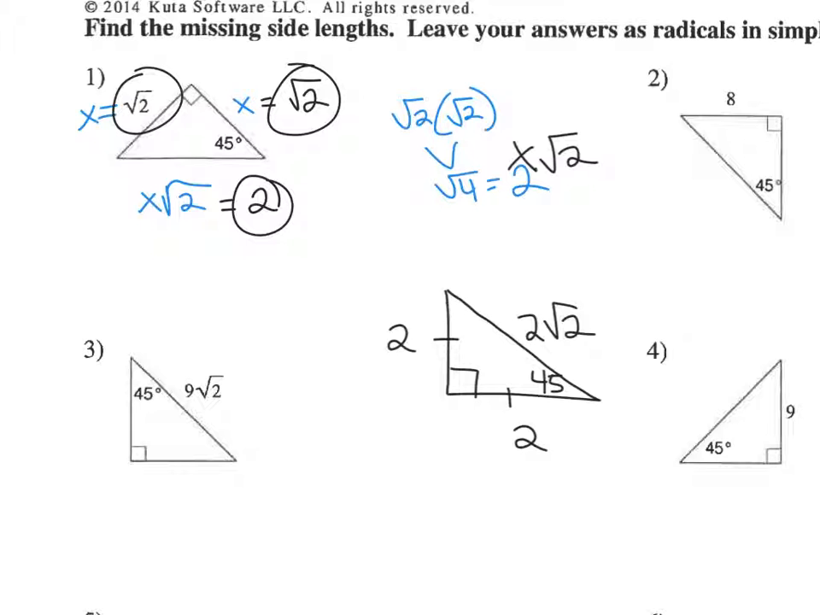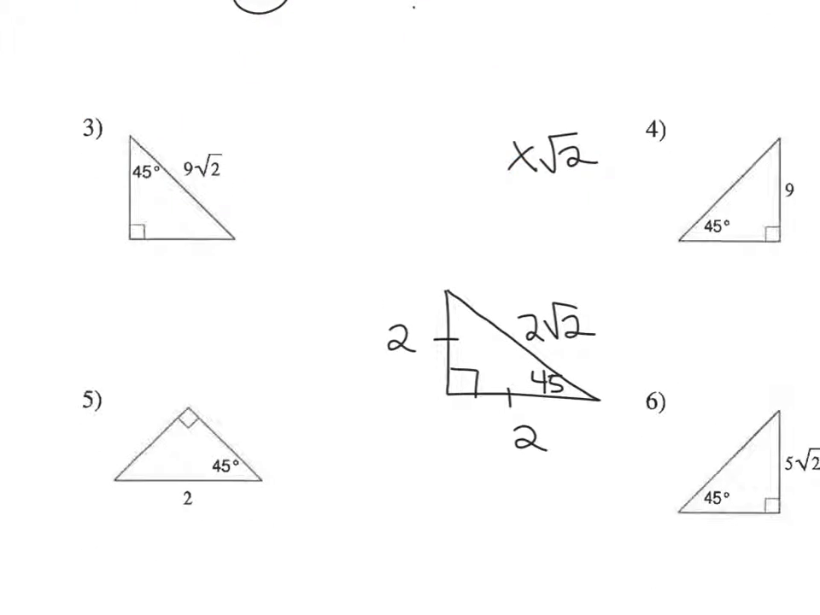For number 3, we're going down horizontally. We have the hypotenuse is equal to 9 root 2. This is actually simpler because this is equal to x root 2, and the two legs are x's. So if we have 9 root 2 is equal to x root 2, well then 9 is equal to x. So both of your legs are just 9.